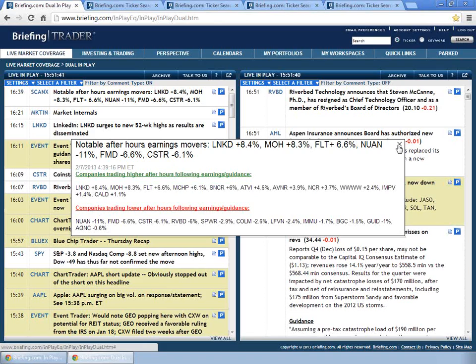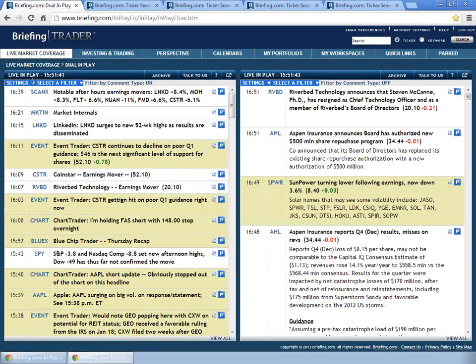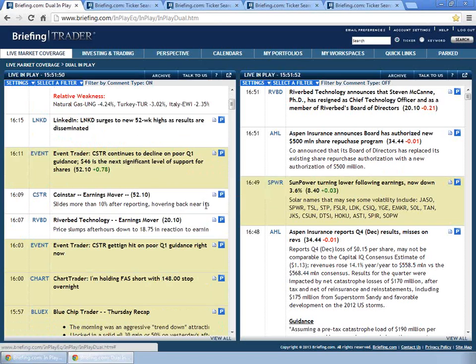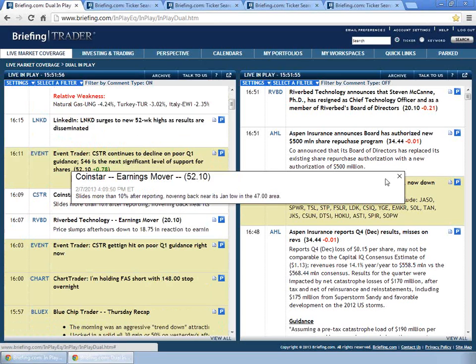Then if you want to close it, you can just hit the X, and then you can also go to a summary view. It gives you a little bit more information. And for the full thing, you can hover over the reading pane.